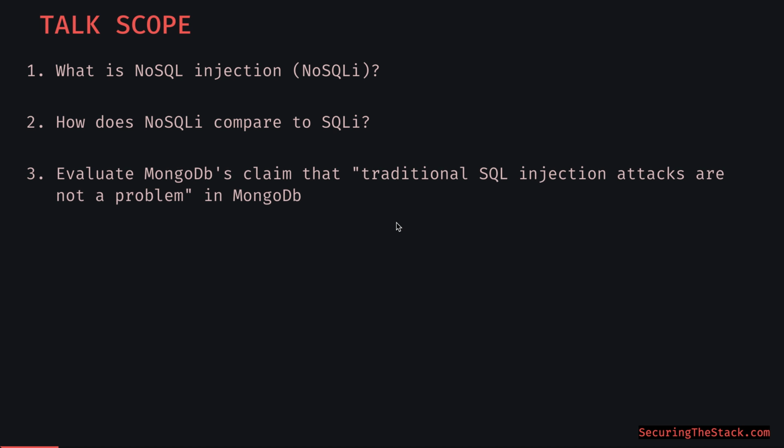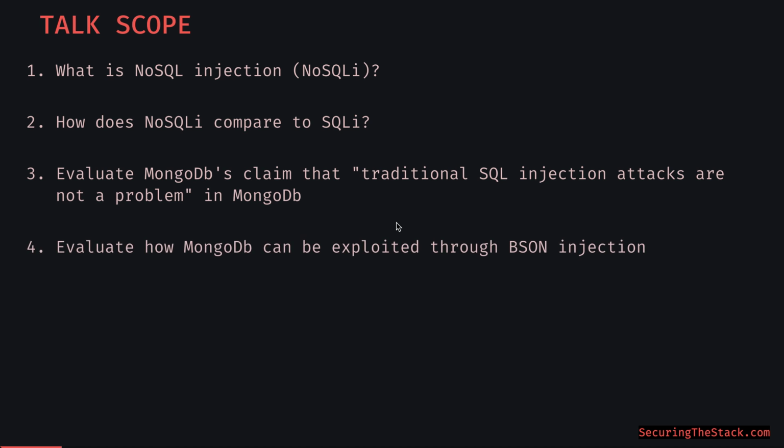We're also going to be evaluating MongoDB's claim that traditional SQL injection attacks are not a problem in MongoDB. We're going to go through how they say that this isn't really an issue. NoSQL injection attacks are essentially what they're saying isn't a big issue in MongoDB, and we're going to be verifying that in some cases. So it's going to be a great exercise.